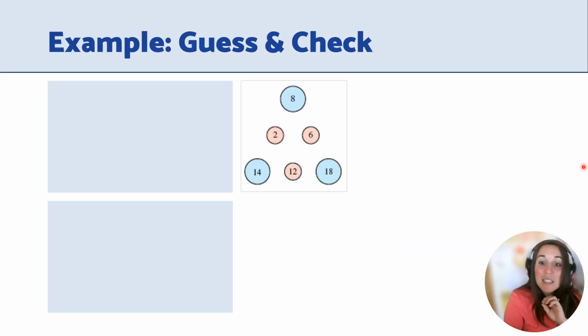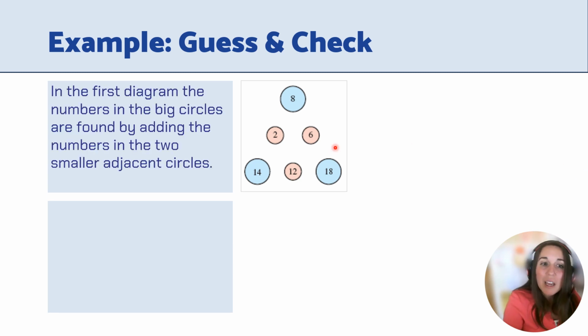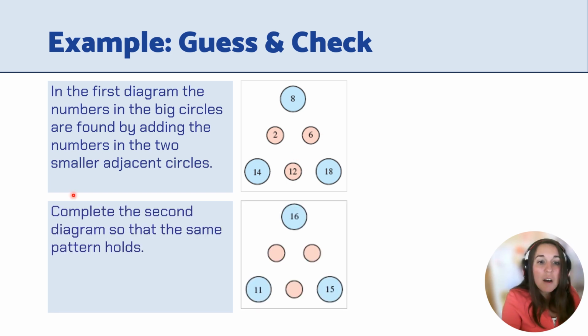Okay, so now let's apply the strategy of guess and check to a problem. Let me pull my problem up. In the first diagram, the numbers in the big circles, these big blue circles, are found by adding the numbers in the two smaller adjacent circles, these pink ones. Complete the second diagram so that the same pattern holds. So I notice that in my second diagram, these small pink circles are missing numbers.